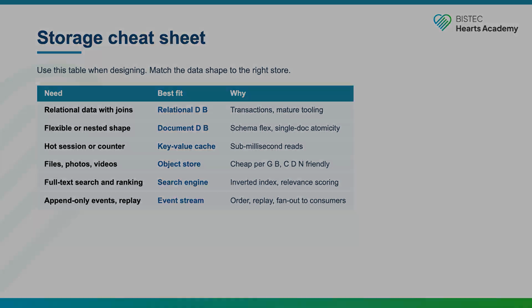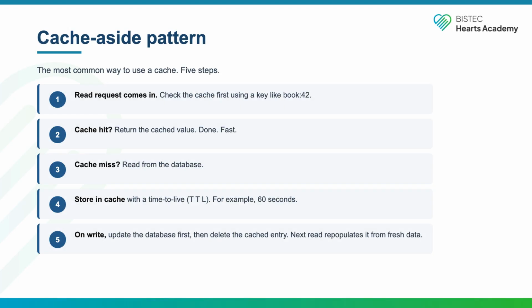Now let us walk through the most common way to use a cache. It is called the cache-aside pattern. 5 simple steps. 1. A read request comes in. Your code checks the cache first using a key like book:42. 2. If the cache has the answer, a cache hit, return it. Done. Sub-millisecond. 3. If the cache does not have it, a cache miss, read from the database.